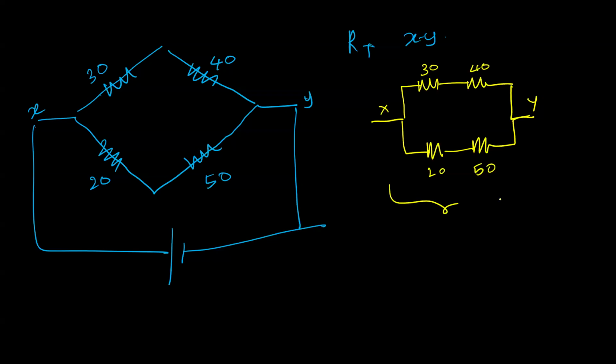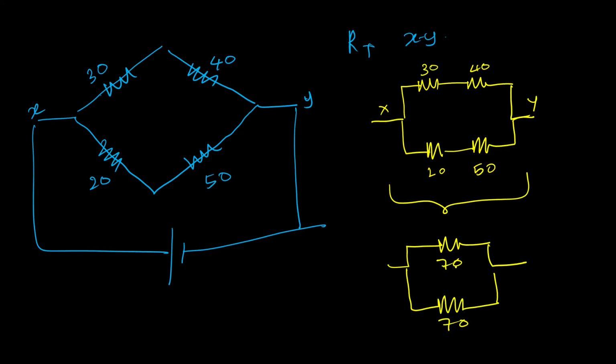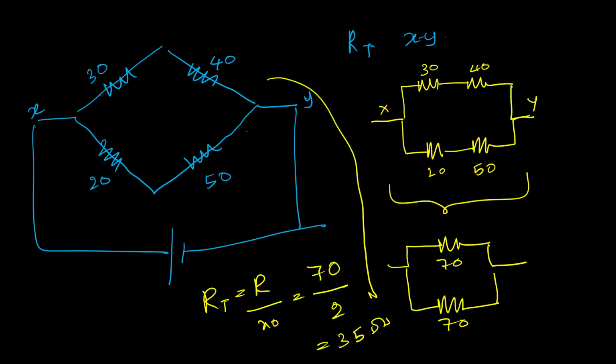So here what will happen? I can further make this circuit into a smaller circuit like this. 30 plus 40, 70 ohm. 20 plus 50, 70 ohm. 70, 70, parallel and same. What is our concept? R total equals resistance value of 1 divided by the number of resistors. Here the resistance value is 70, number of resistors are 2, 70 divided by 2 is 35 ohm. This whole circuit finally ends up in 35 ohms. Are you clear about it?